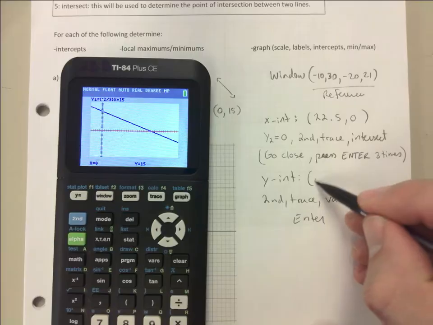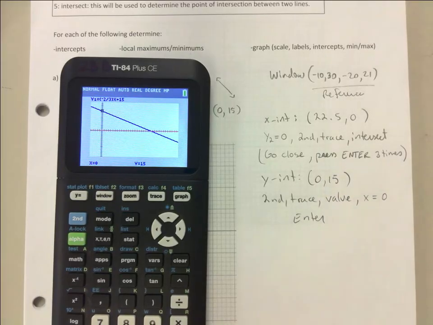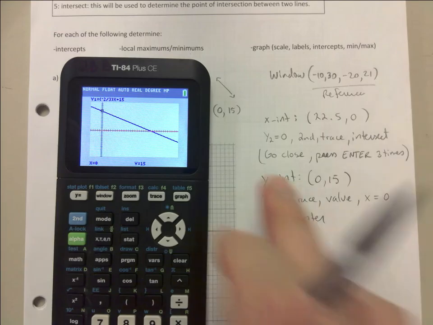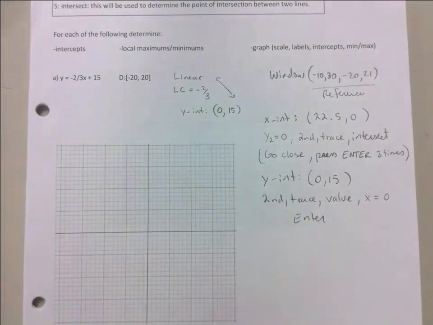No surprises, but there it is. For a linear, that's all you need, guys. That's all you need to graph it. So let's go to our graph here, our grid that I provided.